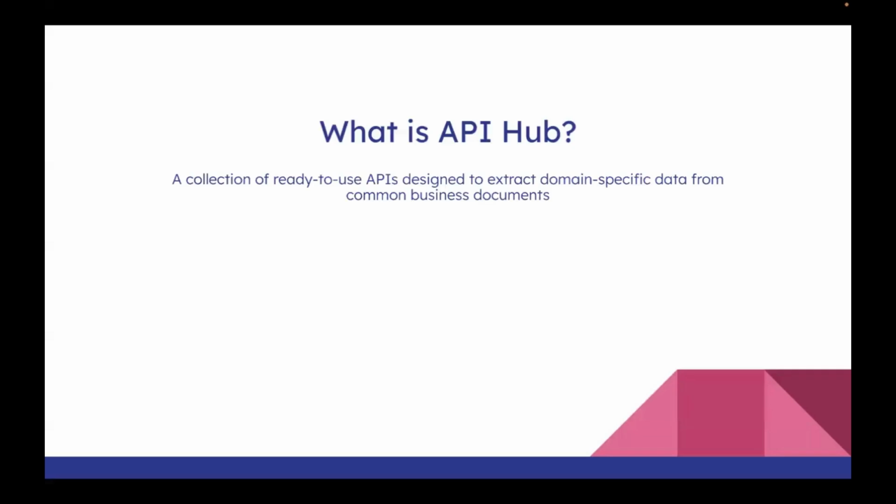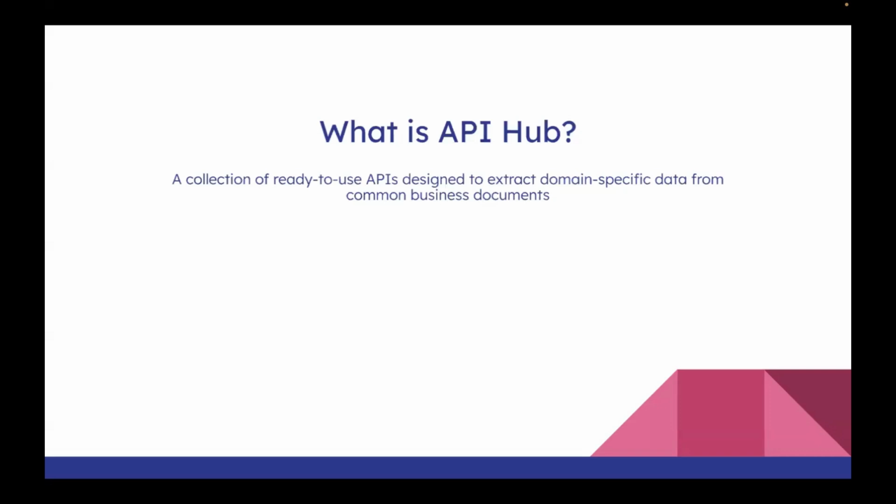Now, API Hub is essentially a collection of ready-to-use APIs in Unstract that are carefully designed to extract industry-specific or domain-specific data from common business documents. So we're talking about documents like invoices, purchase orders, bank statements, and credit card statements. These are all documents that almost all businesses incur. So how can the development cycles for document extraction be made shorter? Because ultimately, most of these businesses, as we see even with our customers, are looking to extract the same data from across all these different documents.